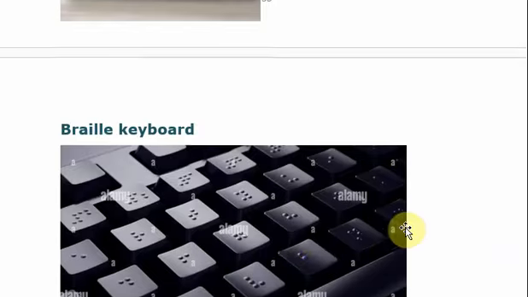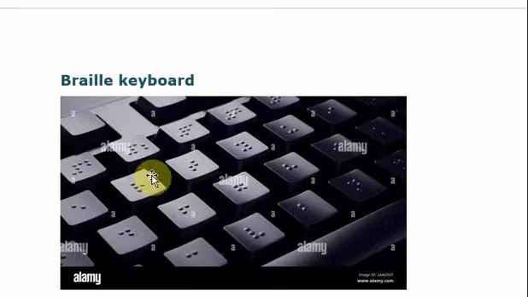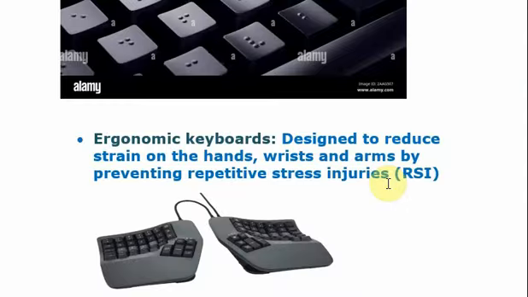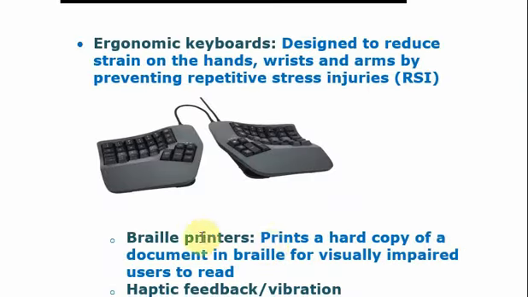There is another kind here, this is a braille keyboard. They need to learn this braille language, then they can touch and feel the bubble-like things here. Using this, they can input data. Another kind, similar to adaptive, is what we call ergonomic keyboards. That is designed to reduce strain on the hands and wrist, not for disabled people. Braille printers are there specifically for blind people.